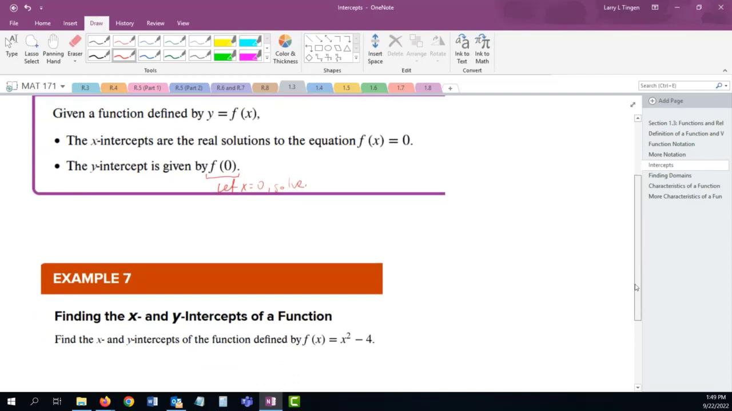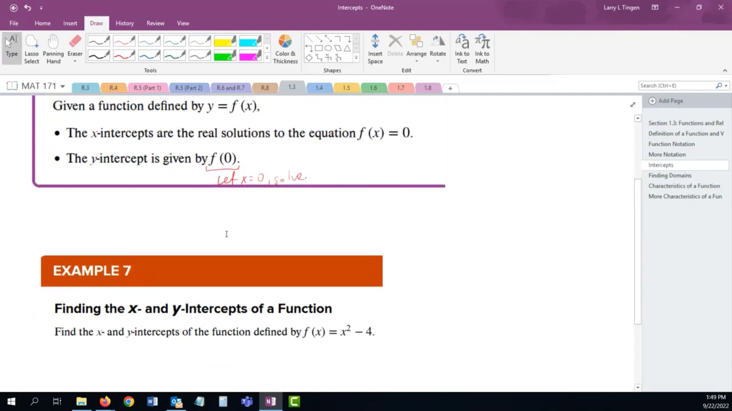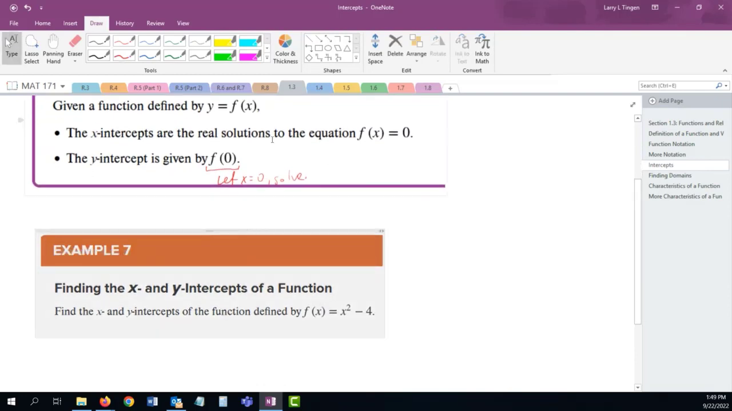All right, so let's deal with this example and see if we can find the intercepts. Now notice the plural, x-intercepts are plural here. You can have multiples of those. The y-intercept is not plural. That's because you can only have one. If you have multiple y-intercepts, you don't have a function.